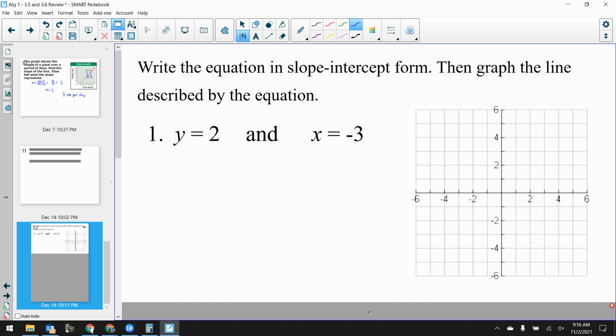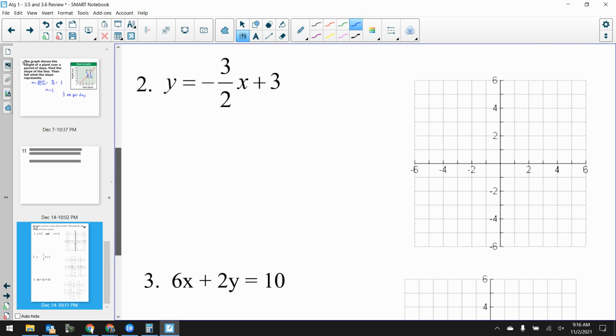My suggestion would be for you guys to write these two problems down and do them on your own. Why am I suggesting you do these on your own? Because we've learned this already. Don't write problem number 1 down. I don't have time to put it on the screen. I know I scrolled to 2 and 3. Just write it down for 2 and 3. Y is equal to negative 3 halves x plus 3, and then 6x plus 2y is equal to 10.